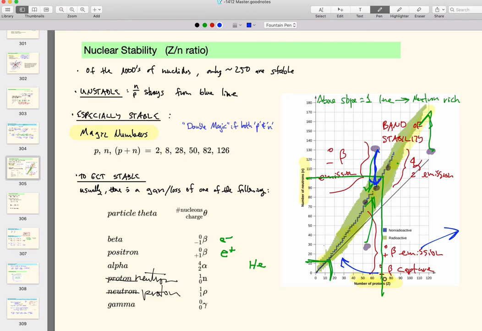So if we capture negative charge, what happens? Our protons now take a negative charge and they become neutrons. And so you can kind of rationalize, using this diagram, the emission or capture of these subatomic particles. You can see how we can move species out of the band of stability into the band of stability.